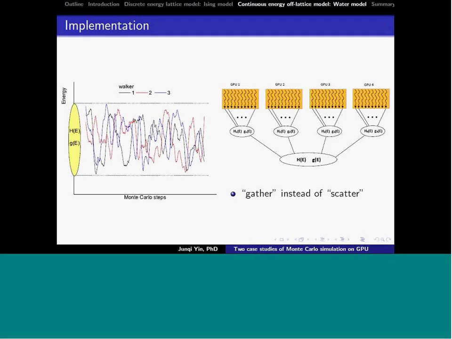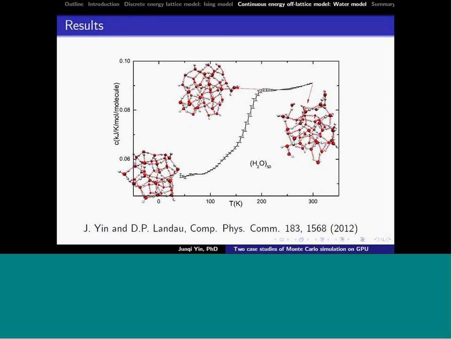So, the simulation using the Wanda method on GPU card. This is a result for a simulation of a water cluster with 50 water molecules. You may think this water cluster size is small, but actually, to my knowledge, this is the largest water cluster simulated for the ground state, not at higher temperatures, because it's very difficult to search. That's a global minimization problem related to the energy landscape.